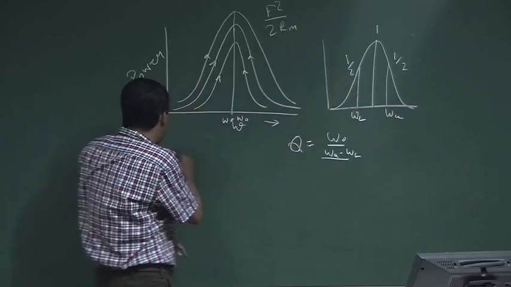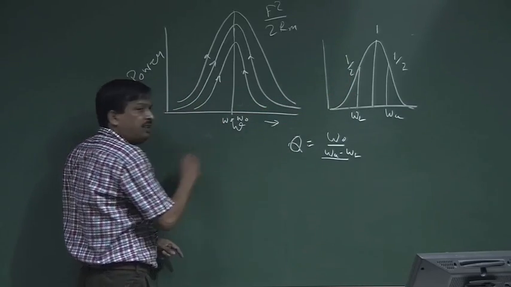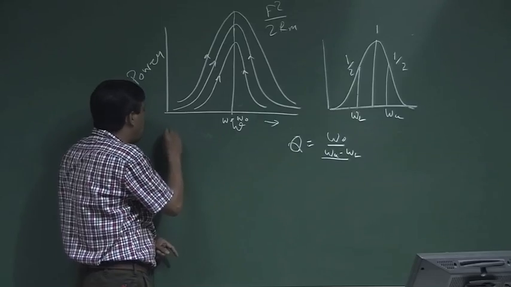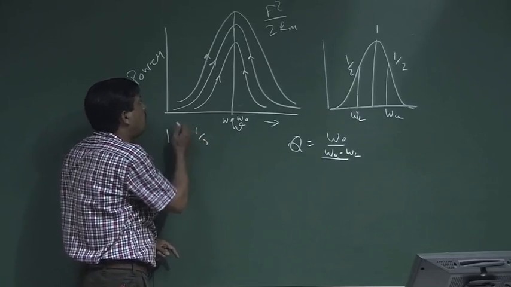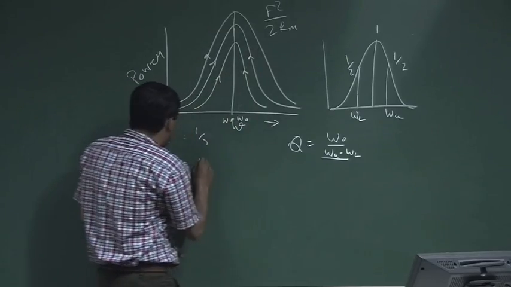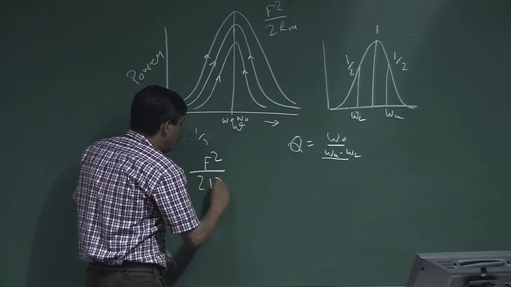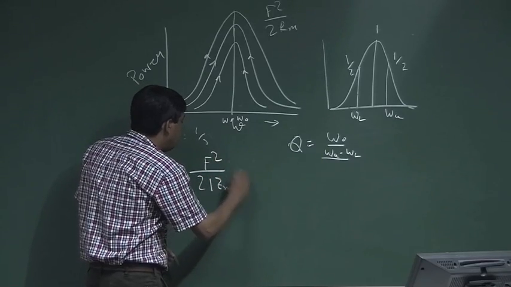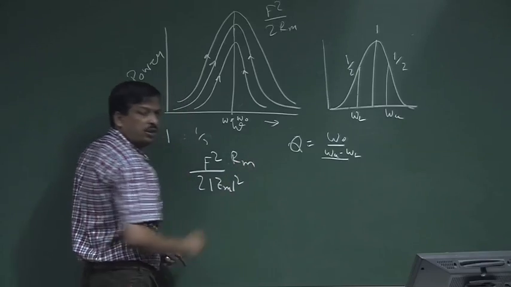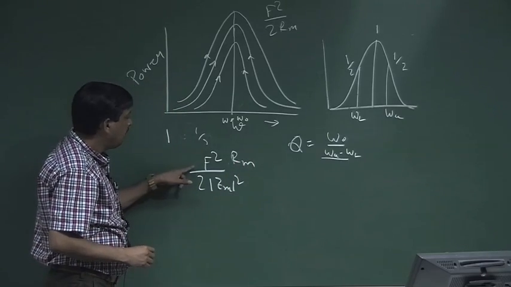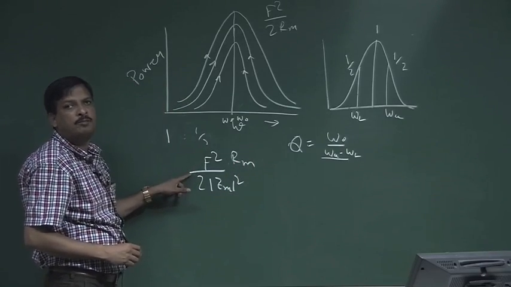If the maximum power is 1, then we want the point where the power is half. So, what is the power equation? Average power is F square by 2 Zm square into Rm. This is the power equation. Now, if this is the power equation, when will it be half?